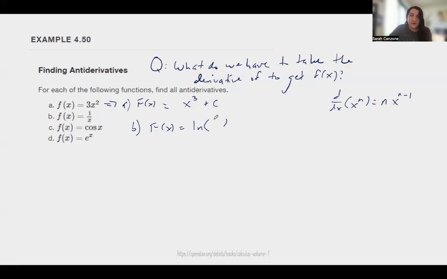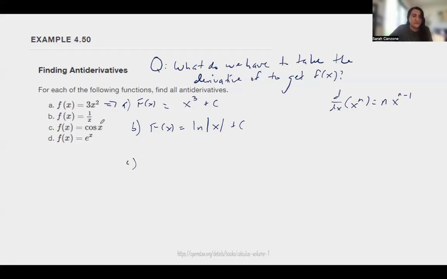So instead of putting parentheses like this, we have to indicate that we can only have positive values. And the way that we do that is with absolute value bars. We can put absolute value of x like that. So the antiderivative of 1 over x is the natural log of the absolute value of x, because otherwise you could theoretically have a negative number in there, which would be an invalid equation. And of course, we have to add c because we don't know if there's a constant being added.